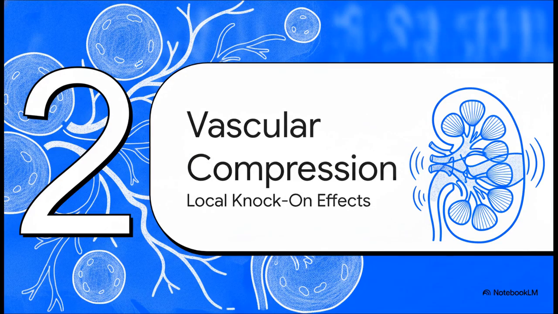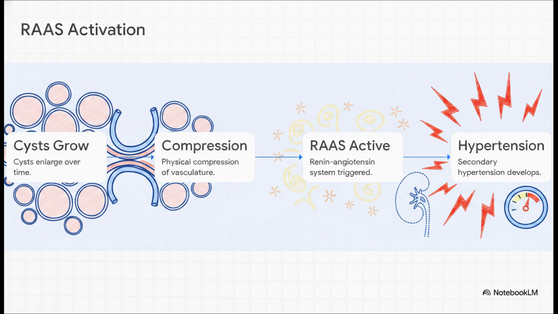Moving right along to part 2, vascular compression and RAAS, the local knock-on effects. So how does a growing cyst lead to high blood pressure? It's actually a fascinating mechanical chain reaction. Step 1, the cysts enlarge. Step 2, as they take up more and more space, they physically compress the surrounding renal blood vessels.